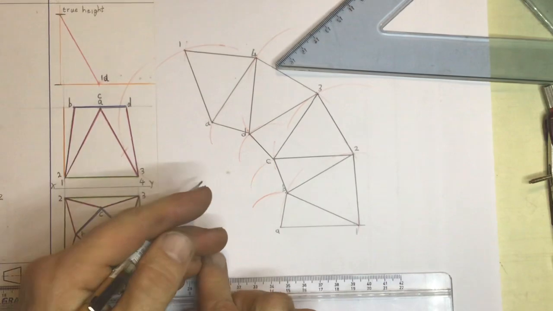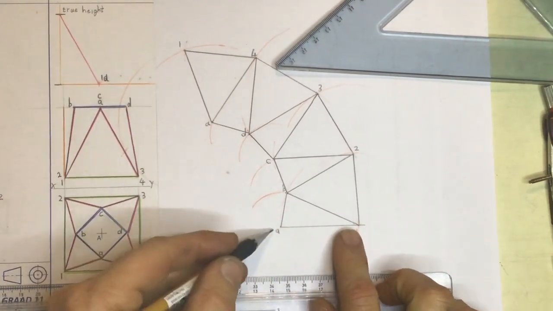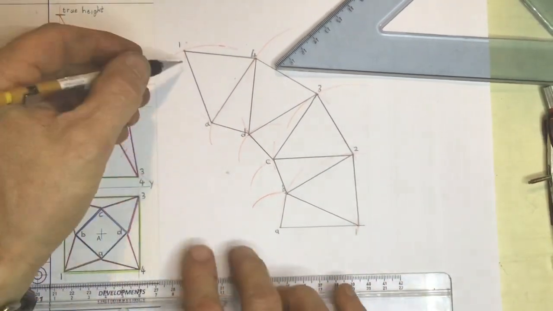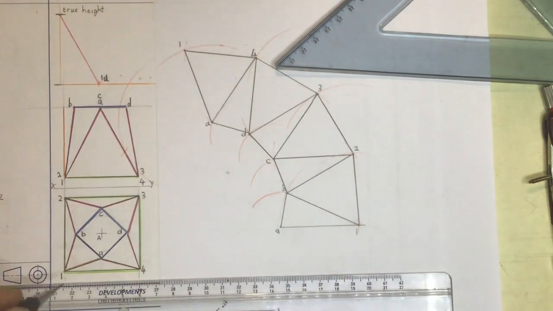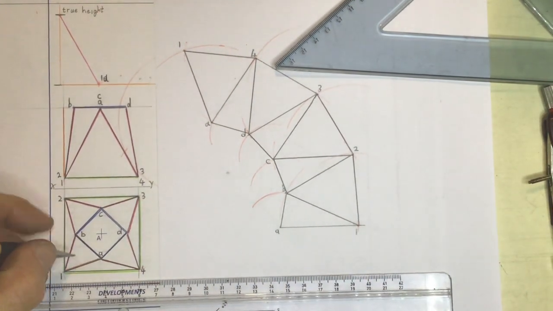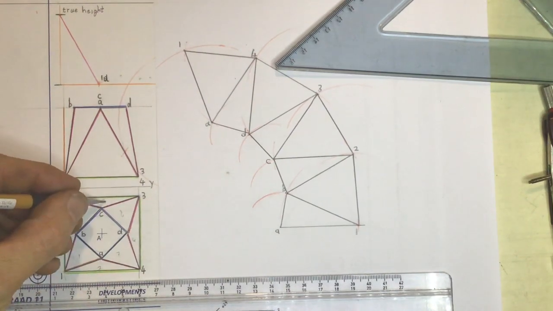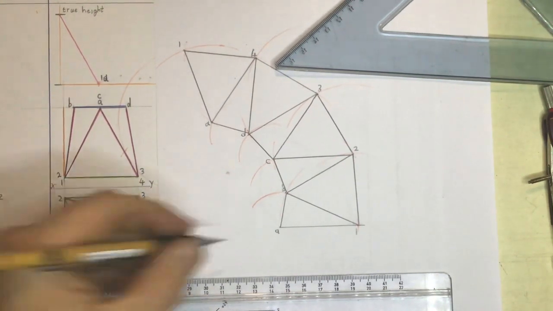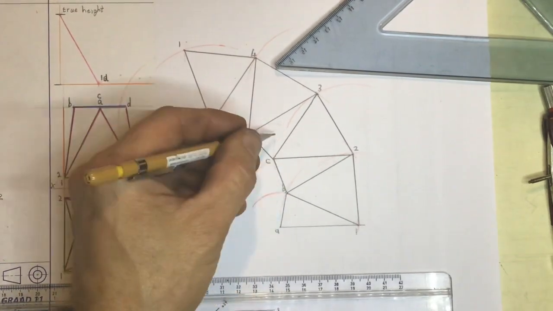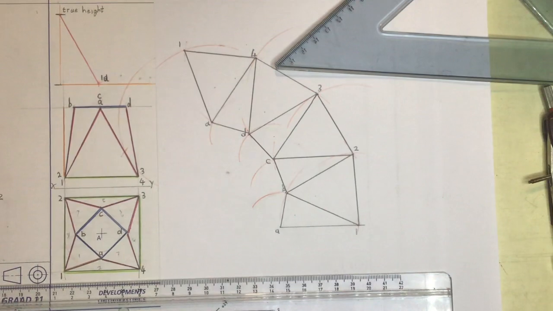If I fold this up, I'll end up with that line 1A and 1A joining. Make sure that you've got all the sides. Let's just count them. 1, 2, 3, 4, 5, 6, 7, 8 sides on it, which means that I haven't missed anything. Right, that is how you do the development drawing.